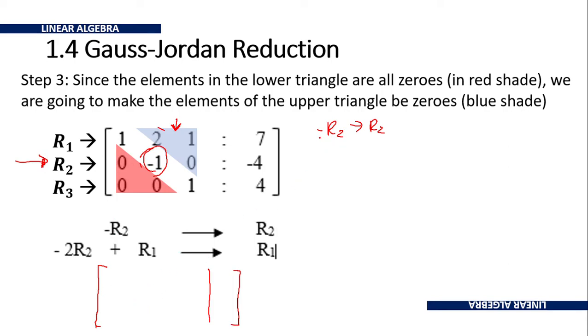So, negative R2, ang una nating R2 is 0. So, 0 pa din siya. Ito yung R2. Then, negative times negative 1 is 1, so magiging 1 na to. Then, 0 pa din siya, so 0. And negative times negative 4 is positive 4. Okay. Then, yung baba, retain lang natin: 0, 0, 1. Since 1 na din naman siya, okay. Then, we have 4.